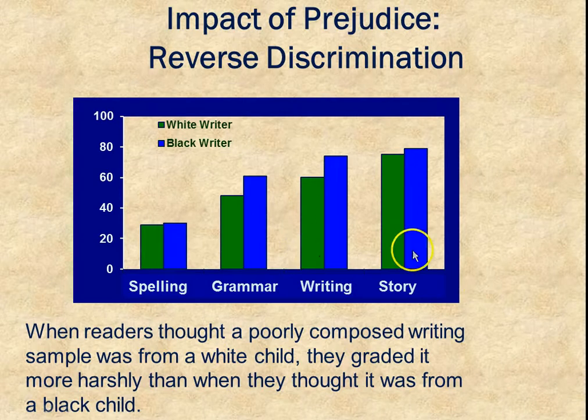Now, when the students thought that they were reading a white child's sample, they tended to grade it more harshly than when they thought they were reading a black child's writing sample. Same sample, but different expectations. And so when I look at this data, what I get out of it is that the college students, who are primarily white, were holding the white child to a higher standard. And they seem to basically be cutting the black child a little bit more slack, which, you hold a certain group of students to lower expectations, they're really only going to perform up to your expectations.